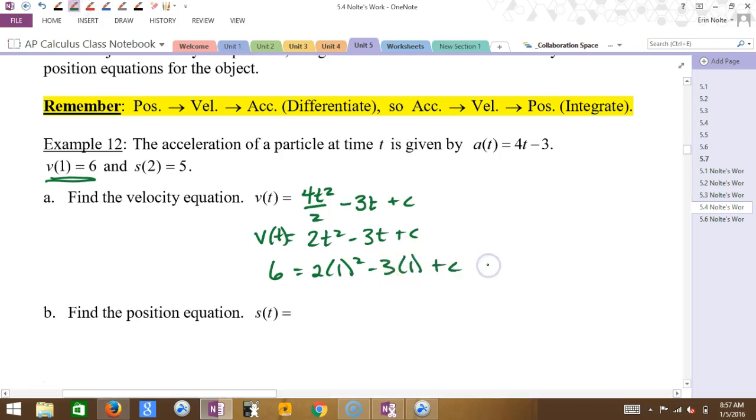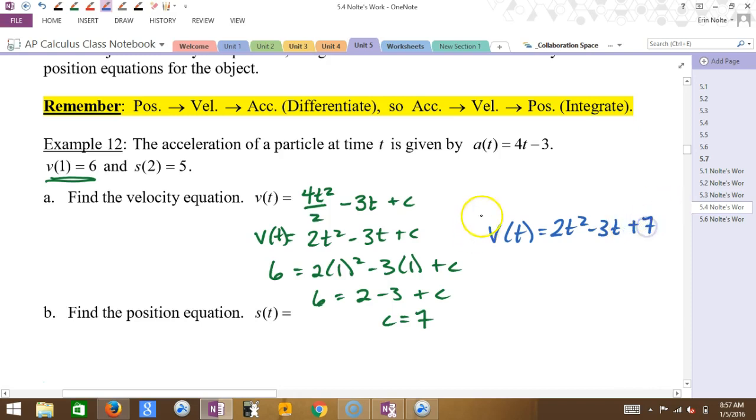Plus c. Okay, so that gives us 6 is equal to 2 minus 3 plus c. So does anybody else agree that c is equal to 7? Okay, so our velocity is 2t squared minus 3t plus 7.